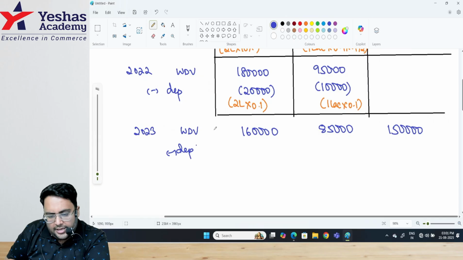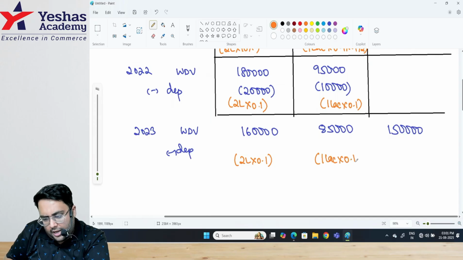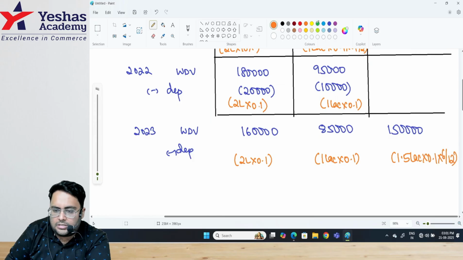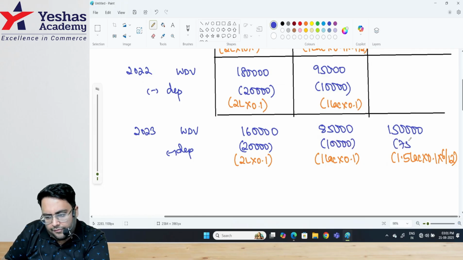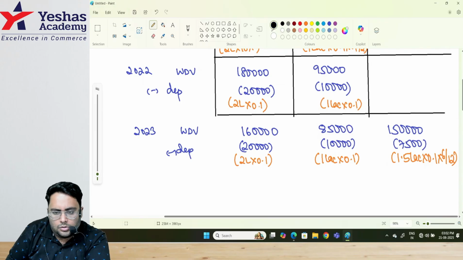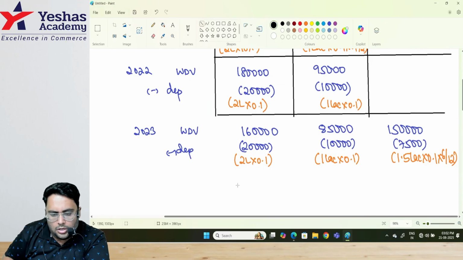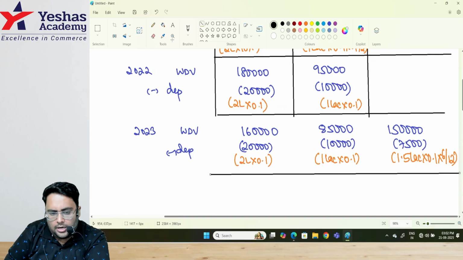Less depreciation. M1, 2 lakh into 10%. M2, 1 lakh into 10%. M3, 1.5 lakh into 10% into 6 by 12. Kitna? 20,000, 10,000, 7,500. So below that, you can calculate WDV. Yes, dear.